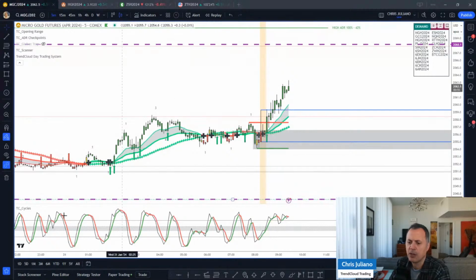5 contracts, 3 out at a 1-to-1. Okay, so Kazi got risk-free at 1-to-1. 5 contracts, took off 3.